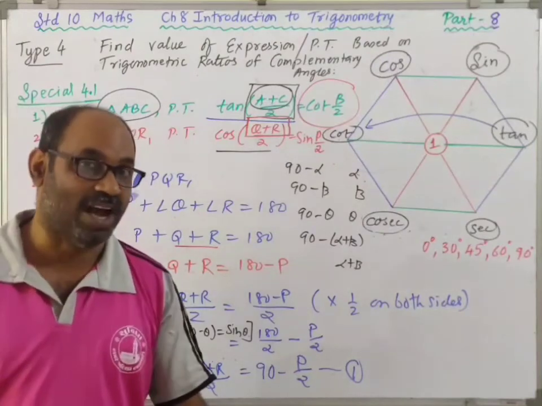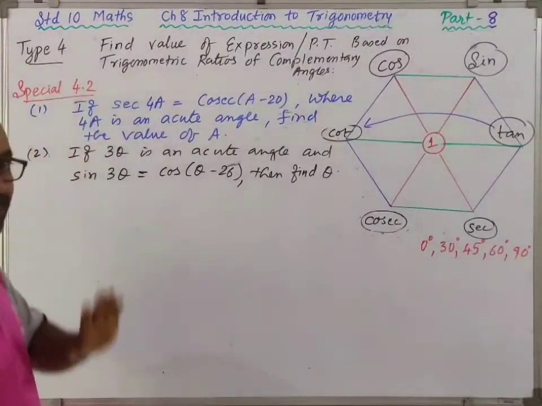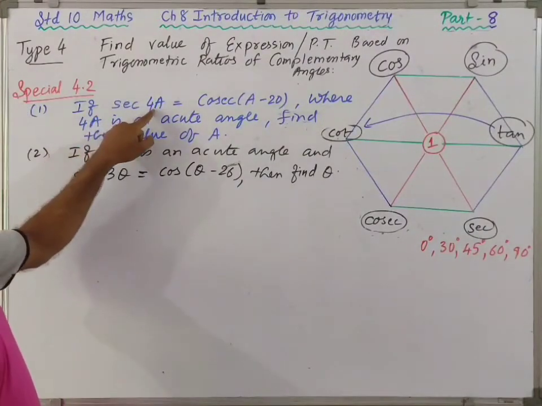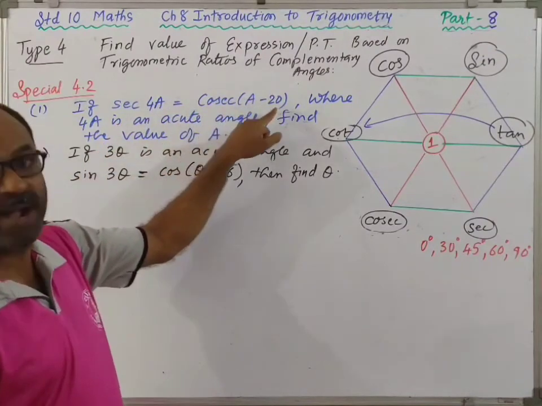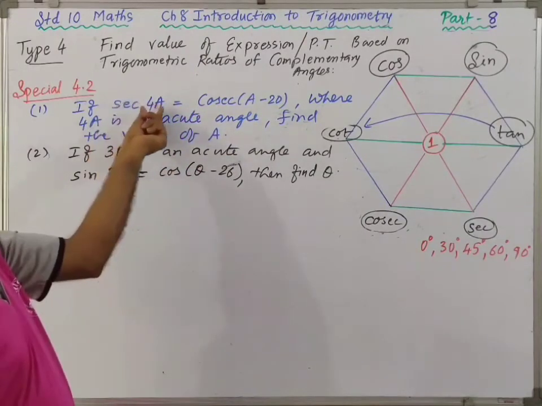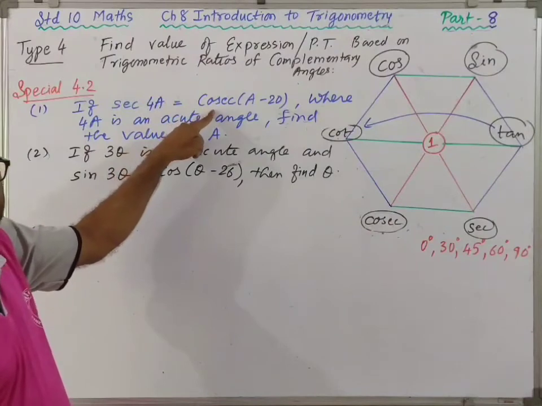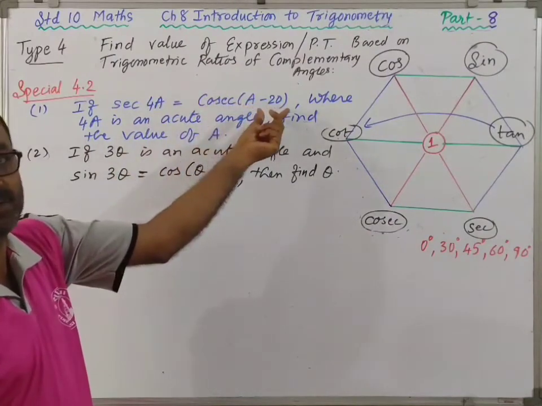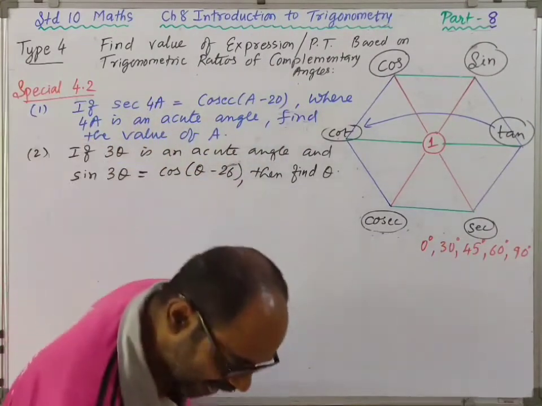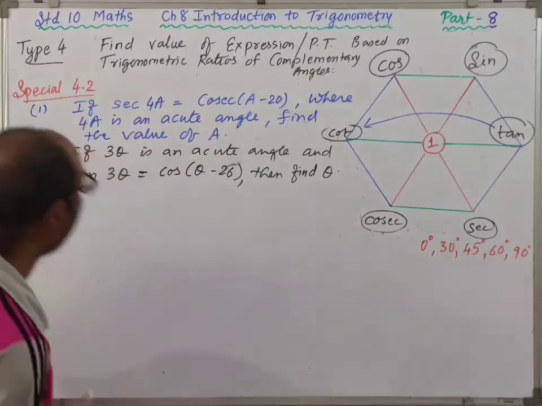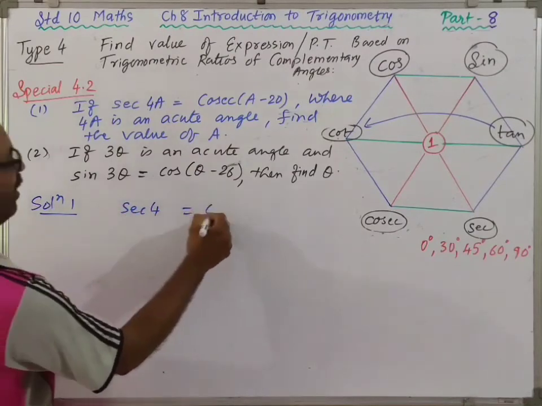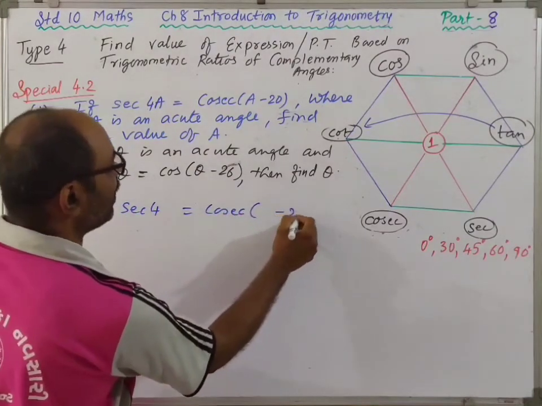We'll see now special type 4.2. Let's see what we have to do here. If sec of 4a is equal to cosec of a minus 20, two trigonometric ratios are equal. First ratio is sec and its acute angle is 4a. Second trigonometric ratio is cosec and its acute angle is a minus 20. Where 4a is an acute angle, find the value of a. Children, you have to find the value of a. Solution 1. Sec 4a is equal to cosec a minus 20.